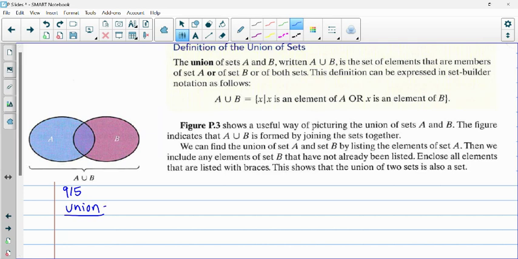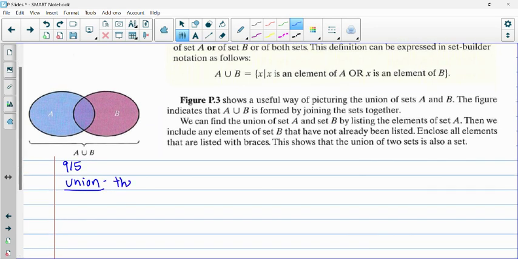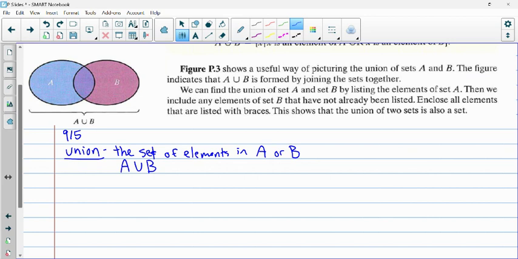So a union is the set of elements in A or B. And again, it's symbolized with a U. If you're thinking about Venn diagrams, you can copy this Venn diagram down. Okay? It's everything. Both A and B, and in the middle.